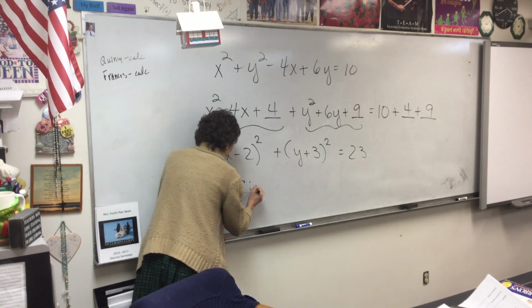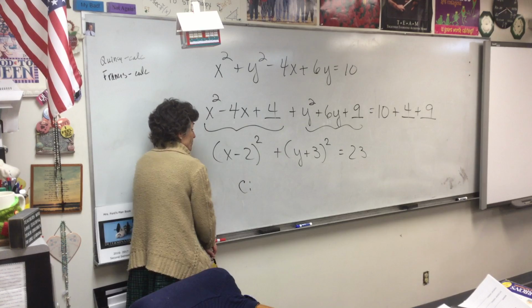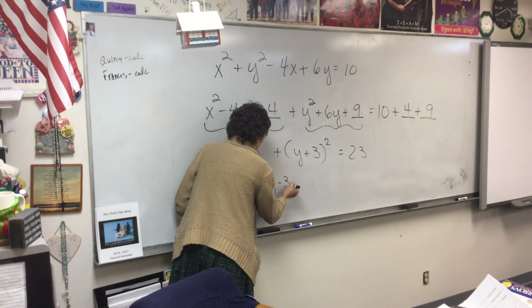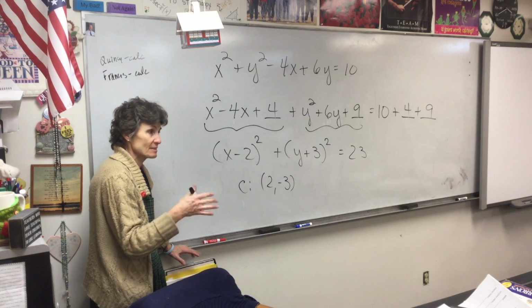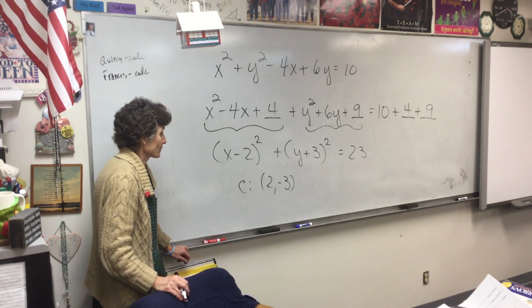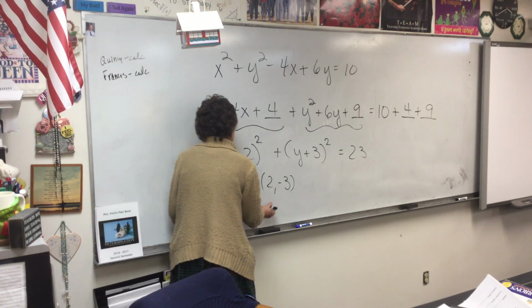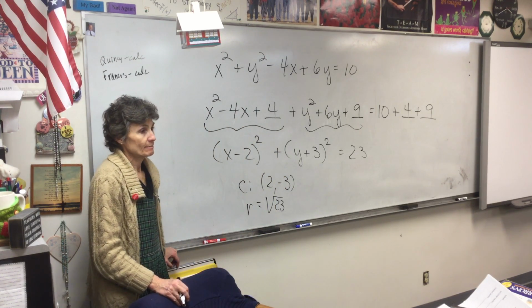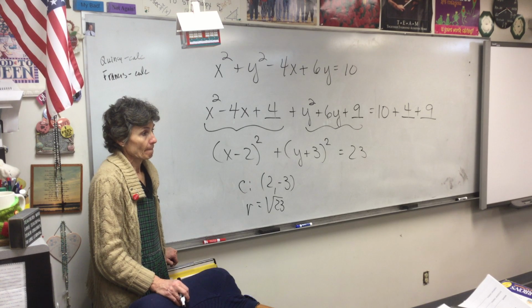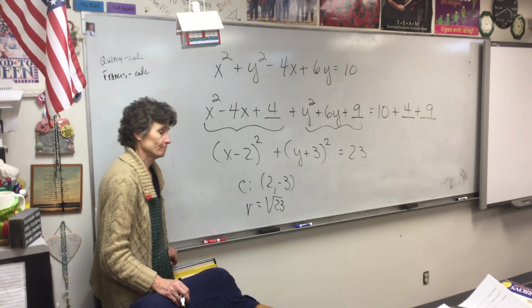Where do you think your center is? Take a wild guess. 2, negative 3. Just like with the parabola, we take the opposite of what's in the parentheses. And my radius is the square root of 23. It is that easy. Yeah, I remember that now. Of course you do.